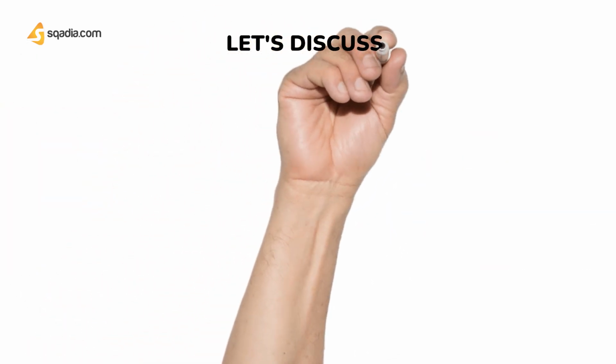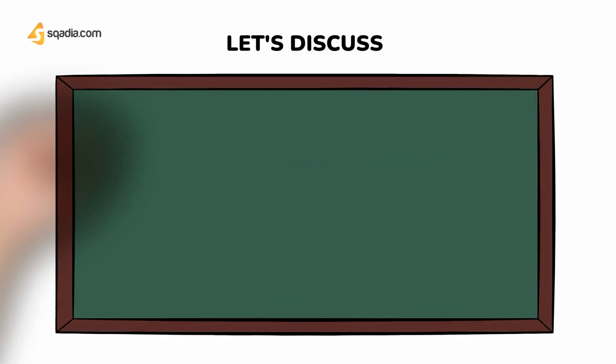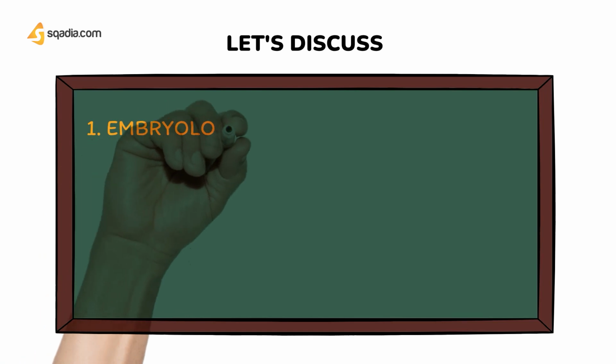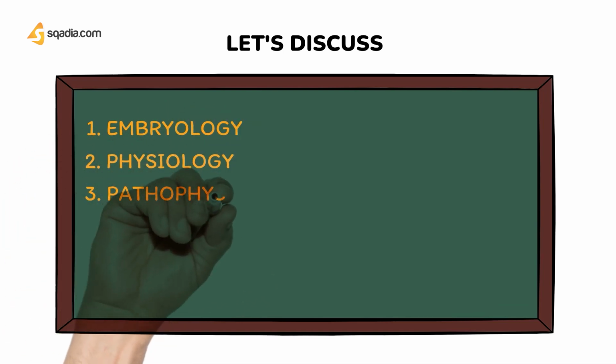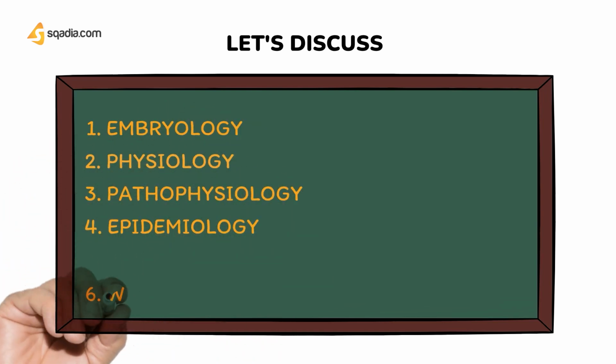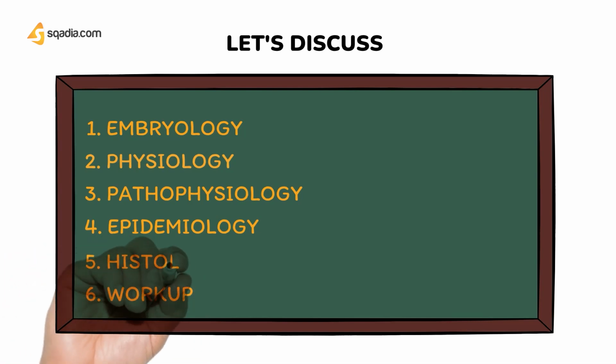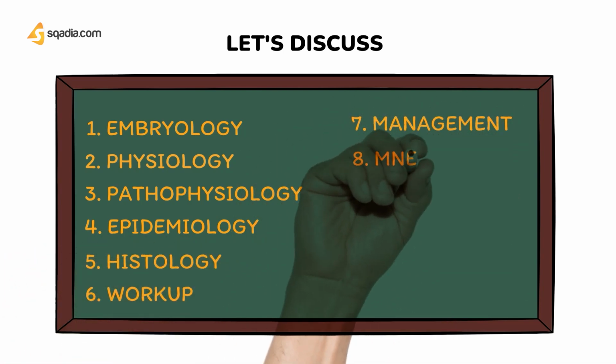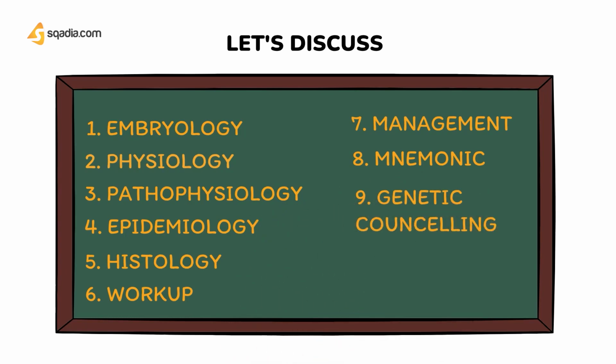So after the diagnosis of Down syndrome, now we will look in detail, in this broad spectrum, at how this disease works. In the further video, I'm going to discuss the embryology of Down syndrome, the physiology, pathophysiology, epidemiology, histology, and workup. Not only this, but we will also see the management. And obviously, when you have diseases, it's very difficult to remember them, so we will work on a mnemonic also, so that we can easily remember this disease. And then, at the end, we will have the genetic counseling as well.